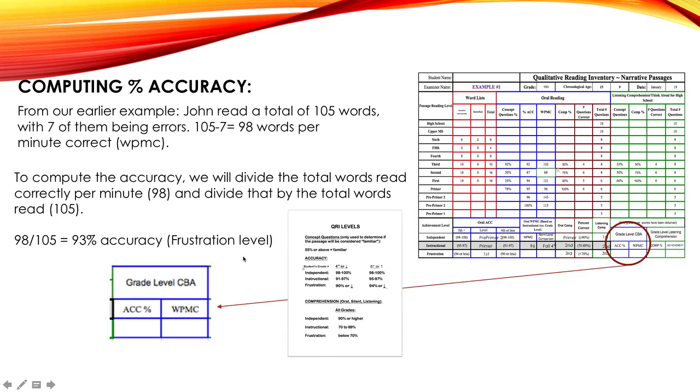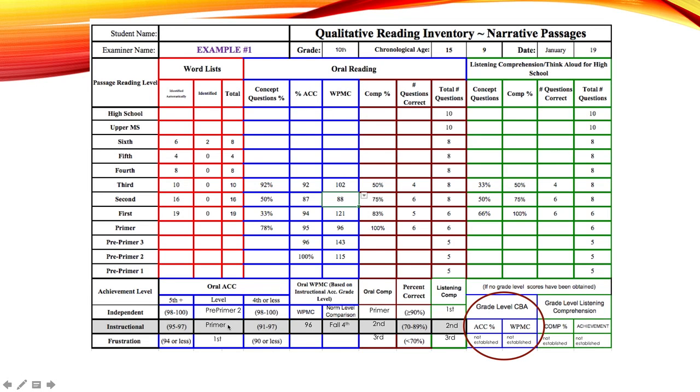So I kind of blew this up over here. This is where we're going to add our data. You're going to compute, or you already did, you're going to add the 98 words per minute correct on the grade level test. So in other words, on a 6th grade passage, and his accuracy was 93%.